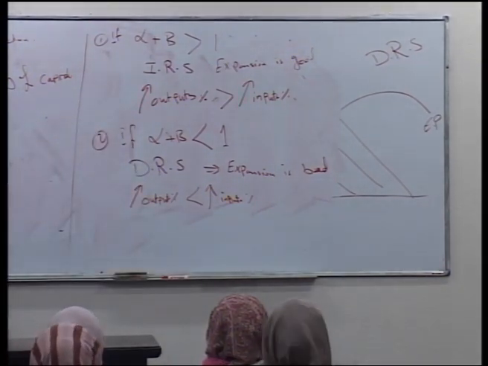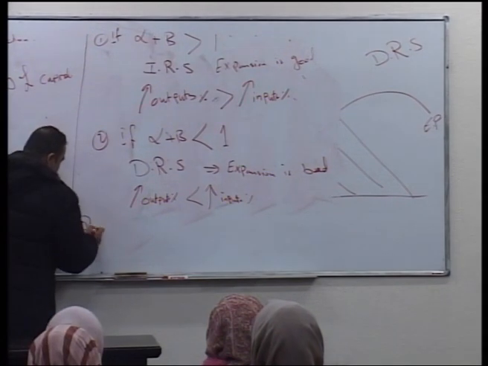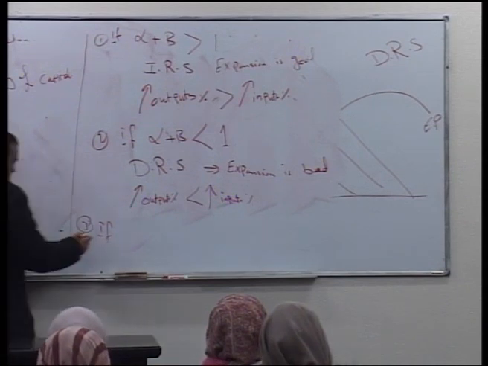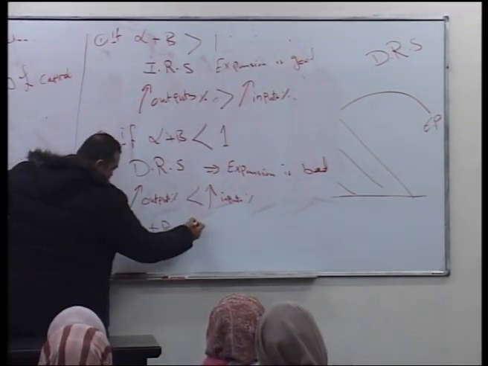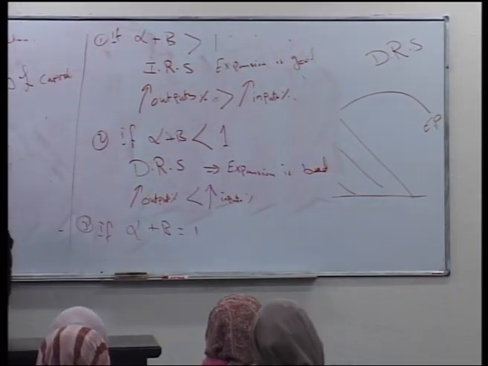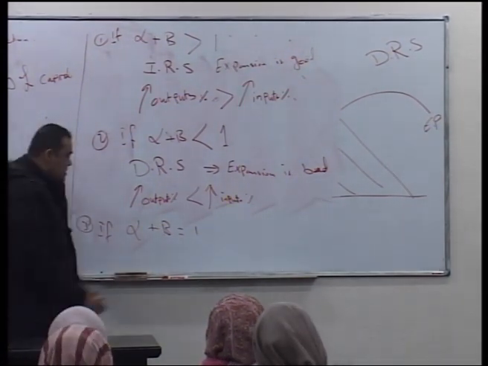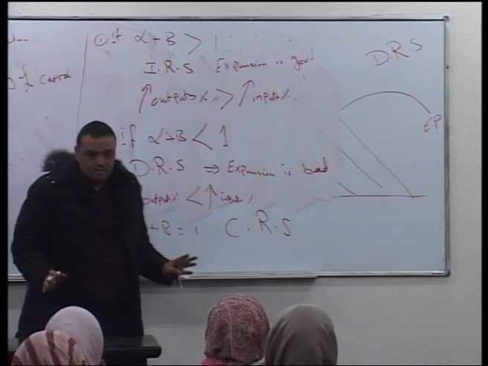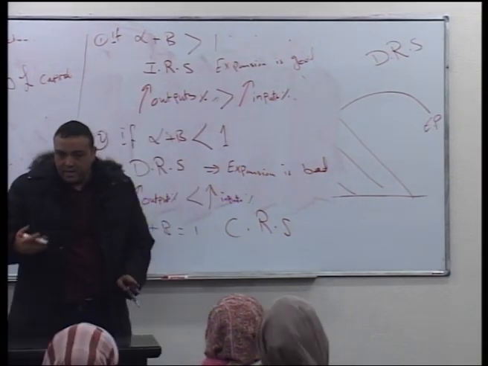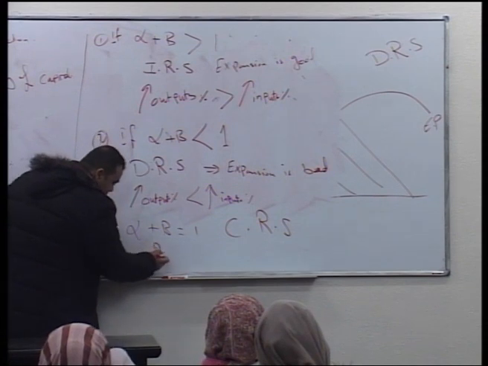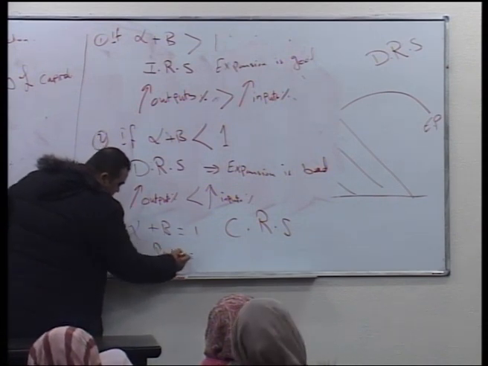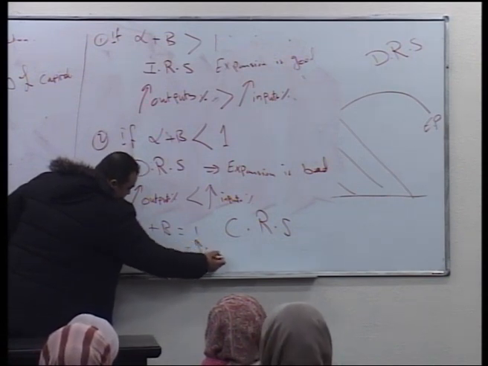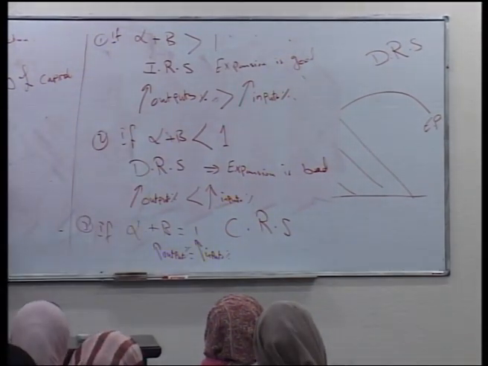The third case, or the last case, if alpha plus beta equals 1, here we have constant returns to scale, CRS. C, constant returns to scale, and the expansion is normal. The percentage increase in outputs equals the percentage increase in inputs. To understand the idea here, let's have the following example.